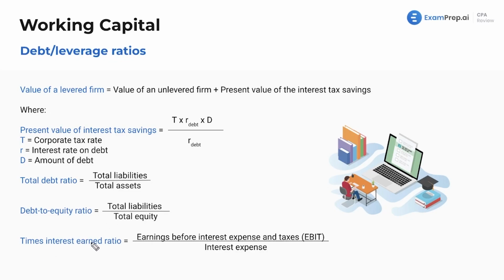Lastly, your times interest earned ratio. This is calculating how much you are earning for how much you're paying in interest expense. There are some companies that go so far into debt that they pay out so much in interest expense. Well, that's not good. You want to be earning a lot per how much you're paying in interest expense. So EBIT divided by interest expense, you want this higher, right? You definitely want this higher.